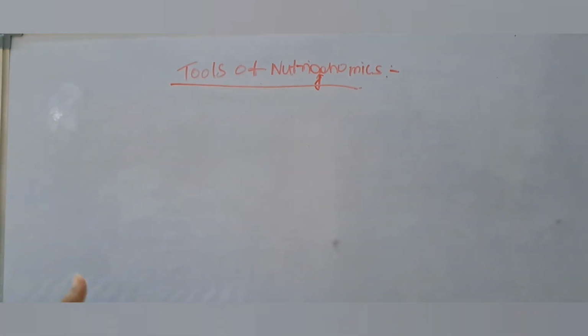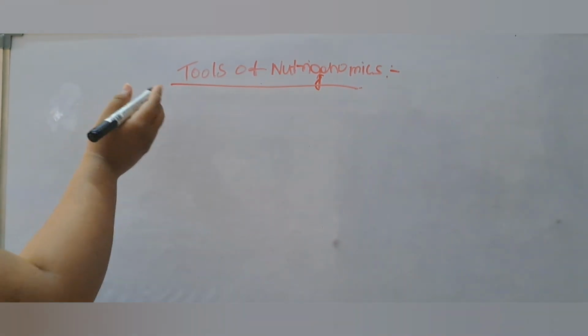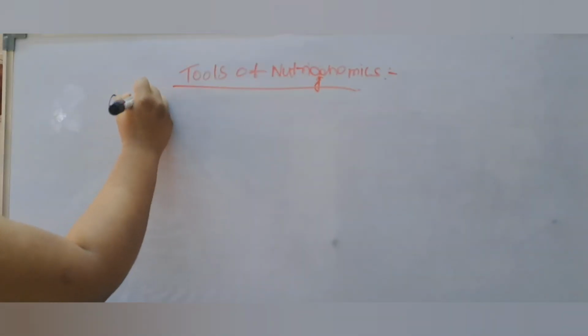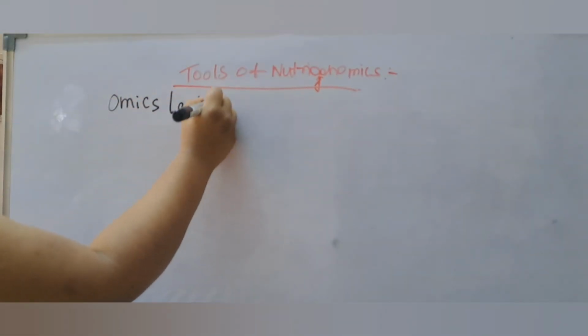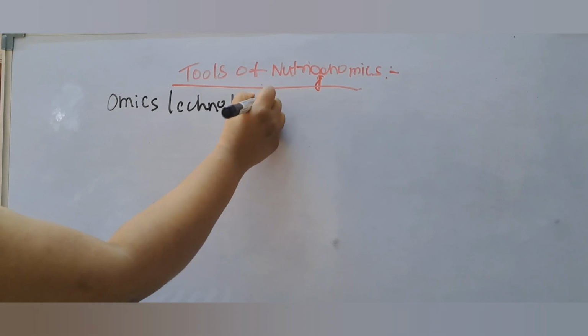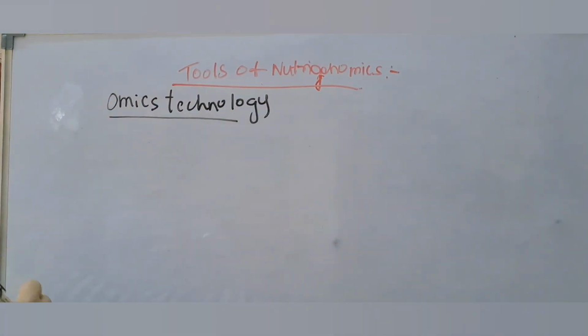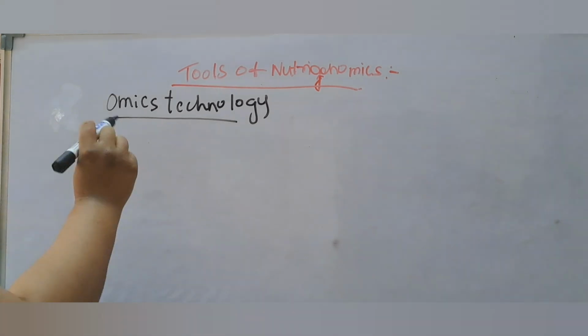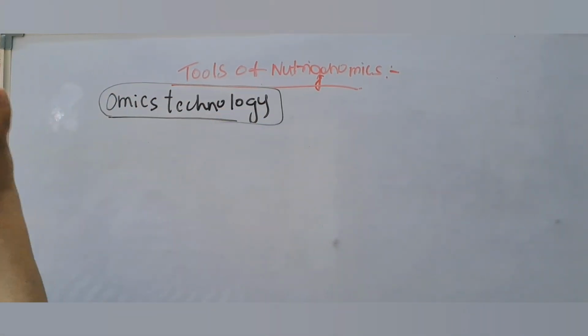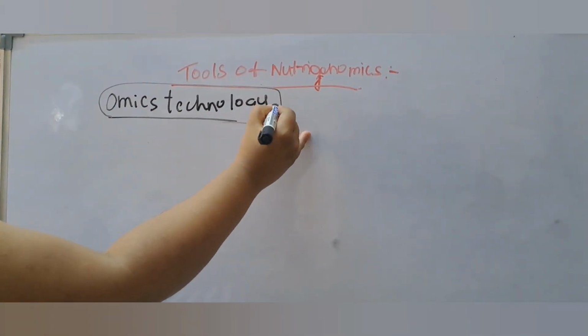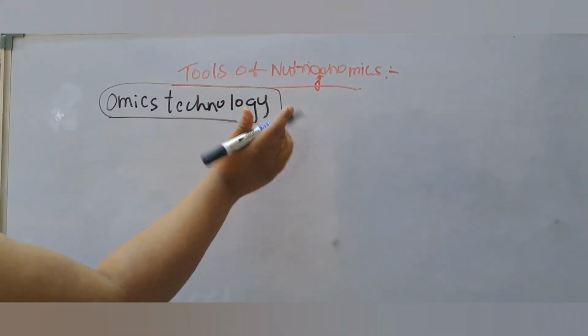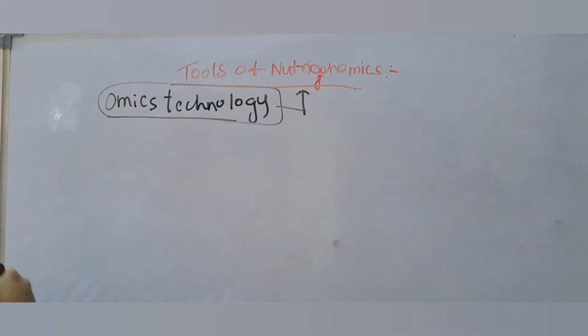So in the previous episode we explained about nutrigenomics. Today we are going to explain about the tools of nutrigenomics. In this chapter you're going to learn about omics technology. Where did you listen to this omics technology? I explained it in the last few minutes of the systems biology approach. In there you have listened about this omics technology, how it was introduced and how it is used in nutrigenomics. Today we are going to listen about it.